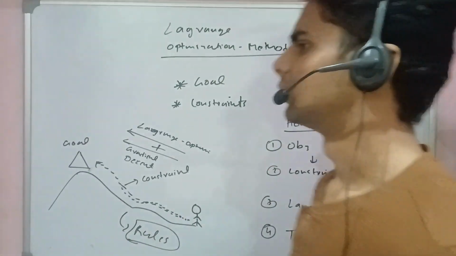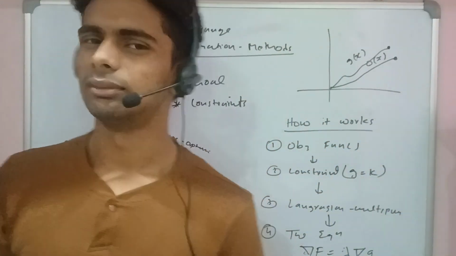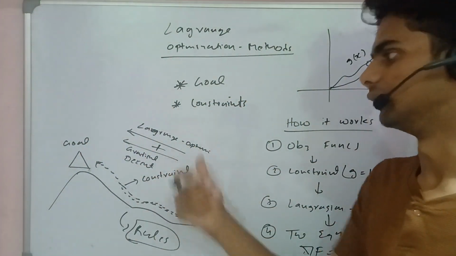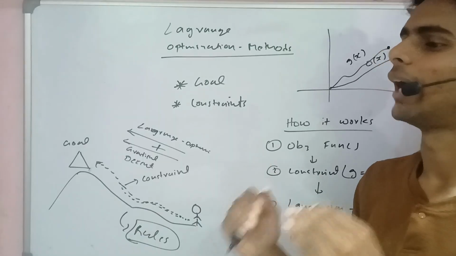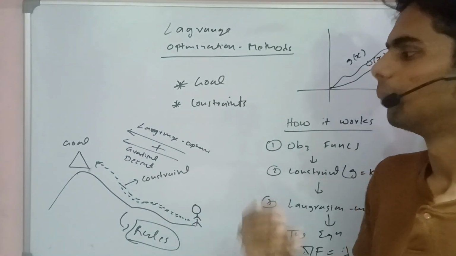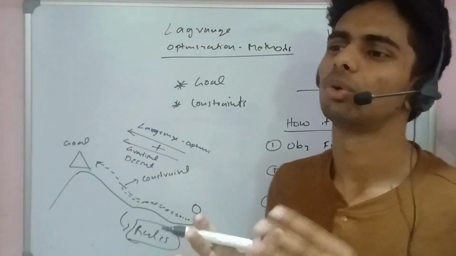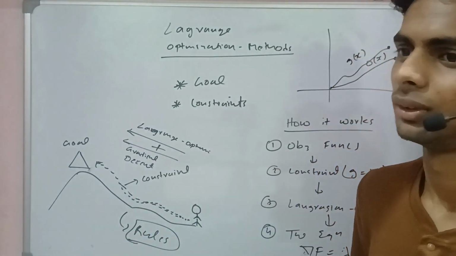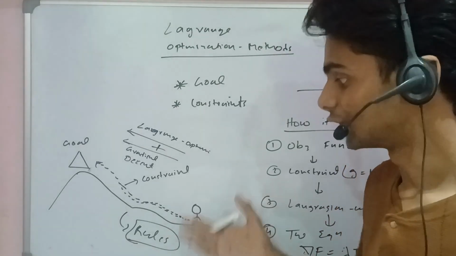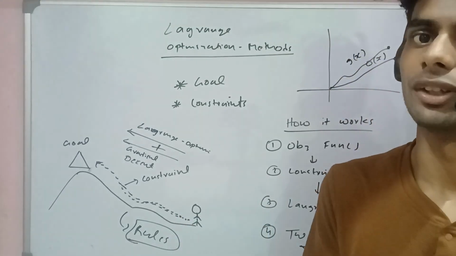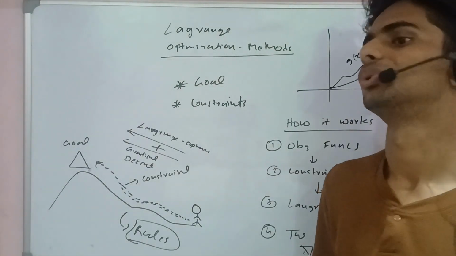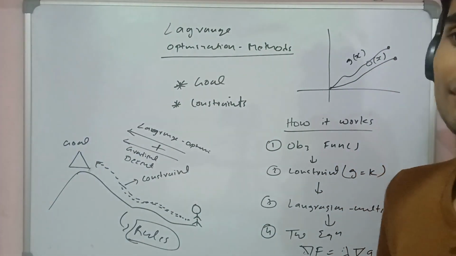The Lagrange optimization method is similar to that real-world situation. We try to climb a hill and achieve that milestone, but somehow we need to follow some kinds of rules. I think that's important to discuss, because rules are important to follow in some specific way when you are moving toward your milestone or goal.